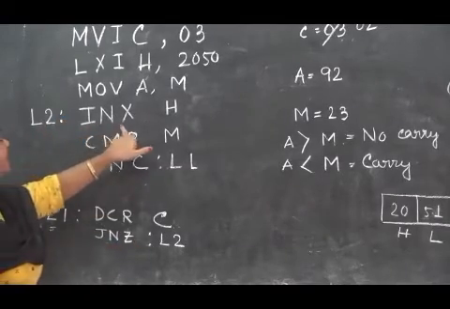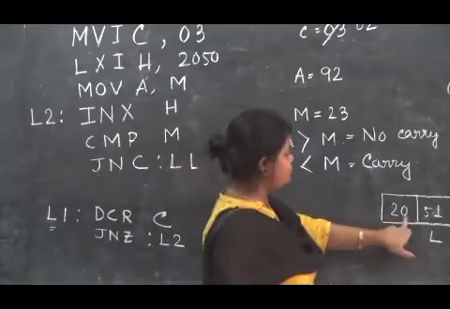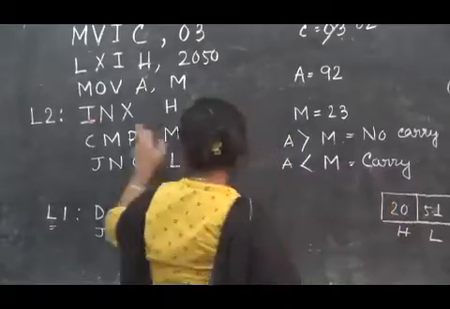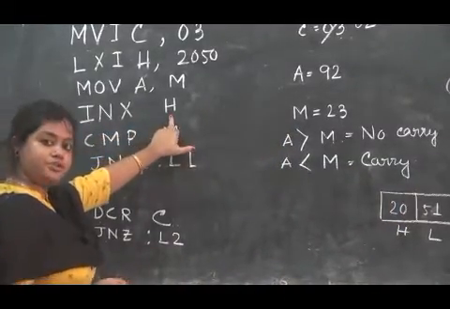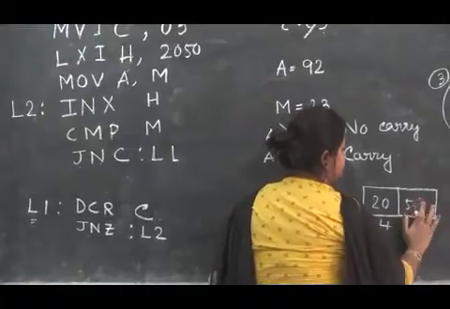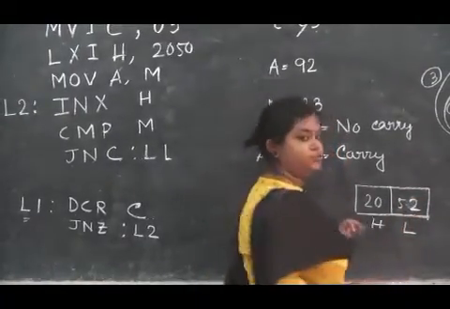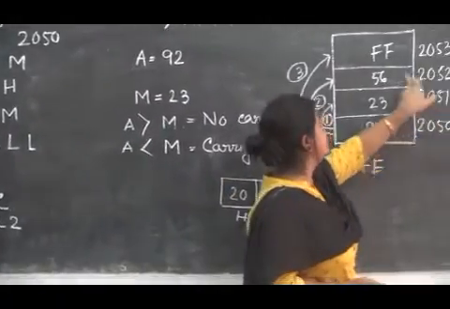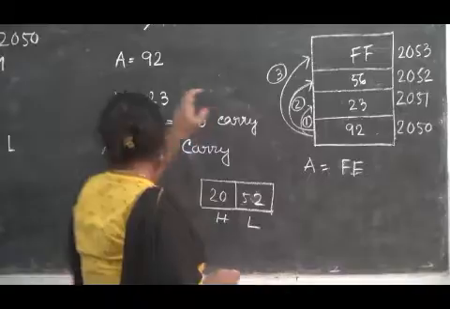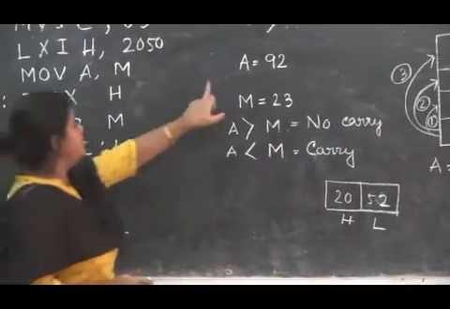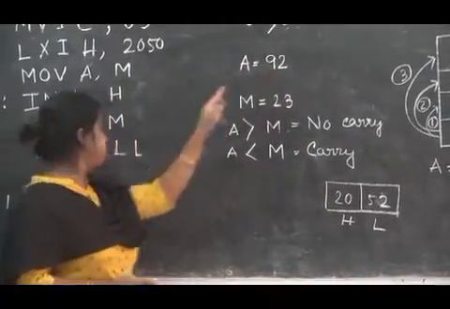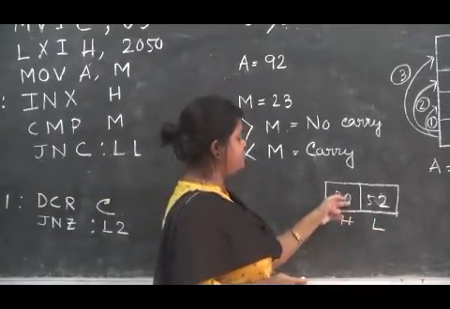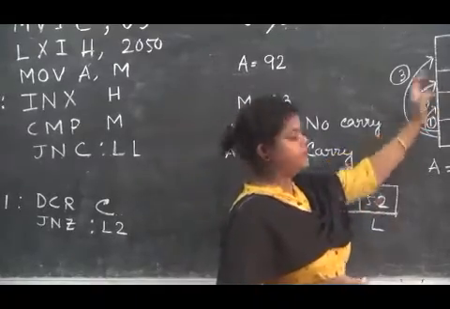Location 2 is INX H. The value of the H register pair is now 2050, here is 2051. Now INX H will execute, so the value 2051 will become 2052. Now the value of the H register pair is 2052, and the data of 2052 is 56. The accumulator is still 92. Next, compare M. Now M means the H register pair, that is 2052, and the value of 2052 is 56.